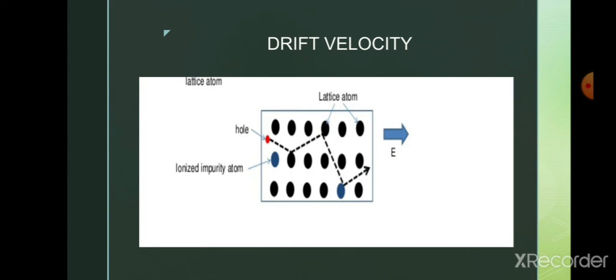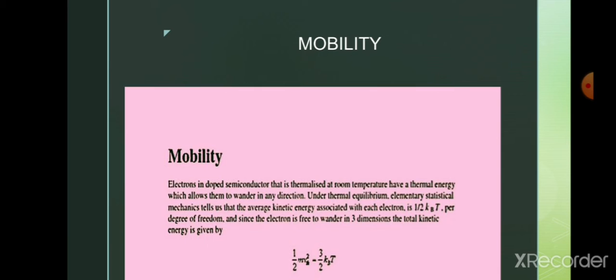of the free electrons. Under thermal equilibrium, the average thermal energy of conduction electrons can be obtained from the theorem of equipartition of energy: half kT units of energy per degree of freedom, where k is the Boltzmann constant and T is the absolute temperature. The electrons in semiconductors have 3 degrees of freedom. They can move about in 3-dimensional space. Therefore, the kinetic energy of the electrons is given by half Mn Vth squared, which is equal to 3 by 2 kT. Mn is the effective mass of electrons and Vth is the average thermal velocity.